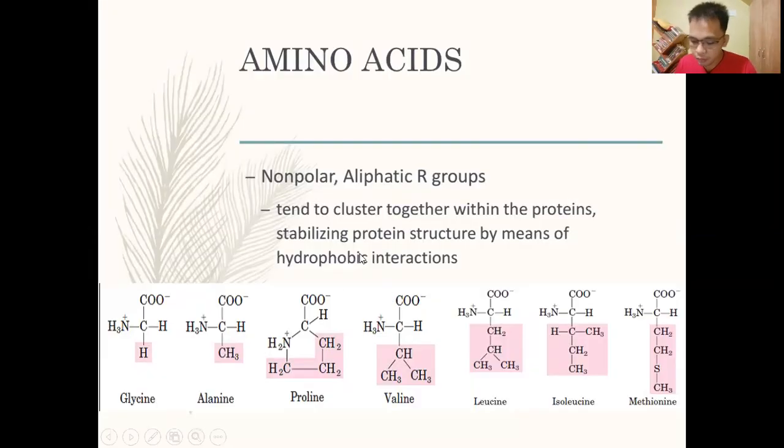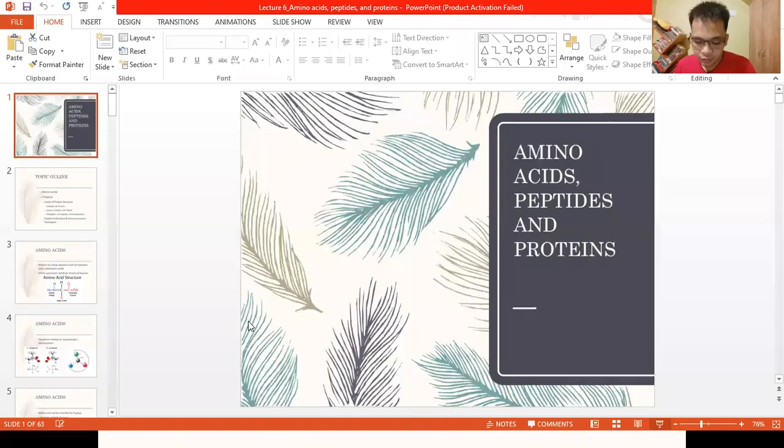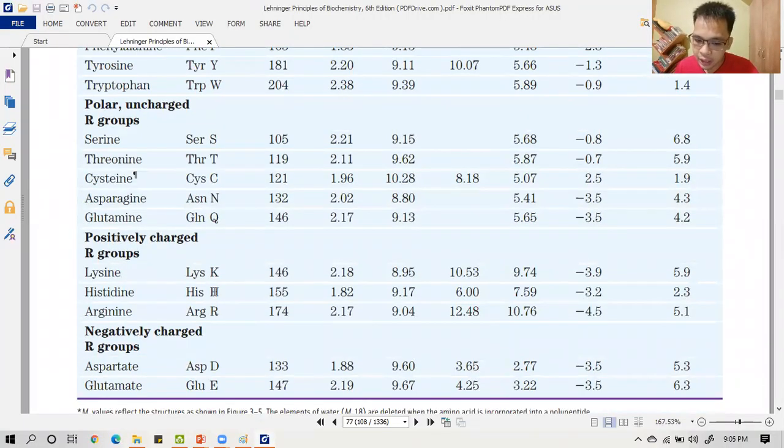Next is the positively charged R group. Sir, why are they positively charged R groups? Because they are positively charged at physiological pH and they tend to interact with water due to their hydrophilic R groups. Sir, why are they hydrophilic? Because they have NH groups that tend to form hydrogen bonds with water. And those are lysine, arginine, and histidine. For their 1-letter and 3-letter symbols, we have lysine K, histidine H, arginine R. So take a screenshot, guys, in order to familiarize yourselves with the 3-letter and 1-letter symbols of these amino acids.